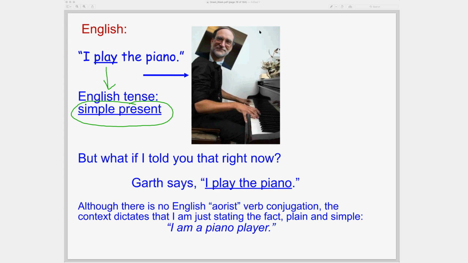What if I told you that right now, I'm going to make a statement: I play the piano. Do you hear anything? No. What am I doing? I'm speaking. I'm not playing the piano. So Garth says, I play the piano. Although there's no English aorist verb conjugation, the context dictates that I'm just stating the fact, plain and simple. You could rephrase that as, I am a piano player.